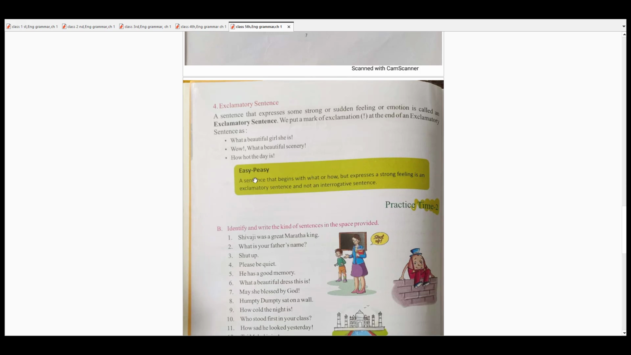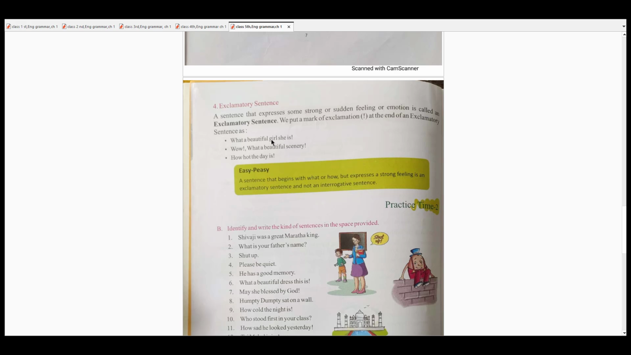And the last part is exclamatory sentence. Exclamatory sentence means surprising sentences. Strong feelings and strong emotions are attached to such sentences. A sentence that expresses some strong or sudden feeling or emotion is called an exclamatory sentence. So we put a mark of exclamation at the end of an exclamatory sentence. What is a characteristic of exclamatory sentence? We always put an exclamation mark. Can you see my cursor? Yes, this mark is called exclamation mark, and whenever an exclamatory sentence is put forward, you have to put this mark at the end of that sentence.